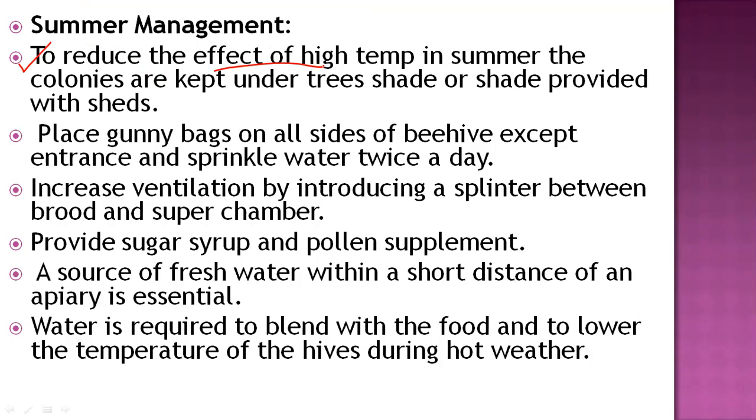To protect the bee colony in summer, we have to keep it under trees for shade, or provide artificial shade, using a cloth or something similar to protect the apiary, the bee hives or the boxes where they are kept. So we have to give protection from the high temperature. Likewise, place gunny bags on all sides of the hive except the entrance.